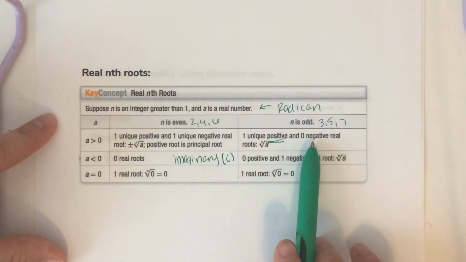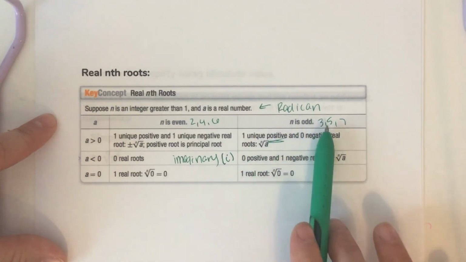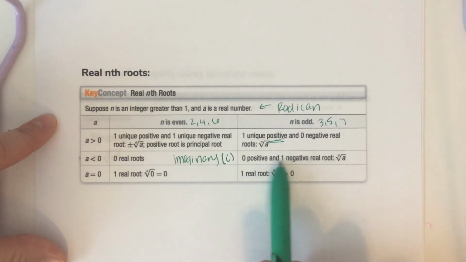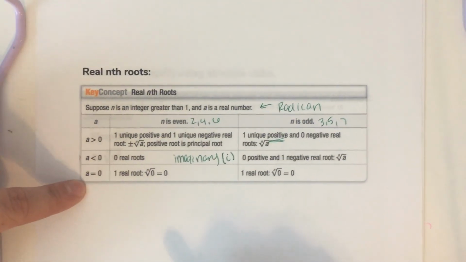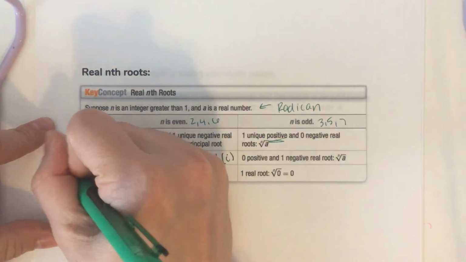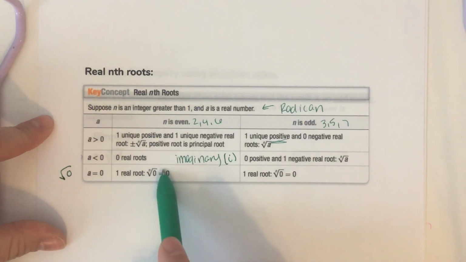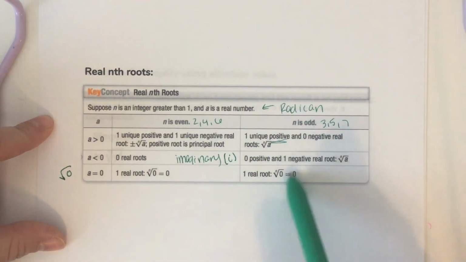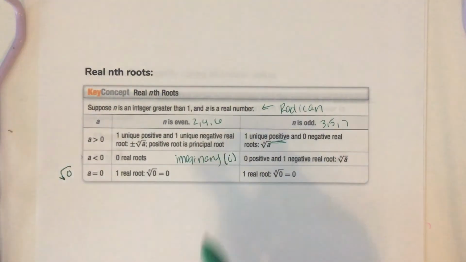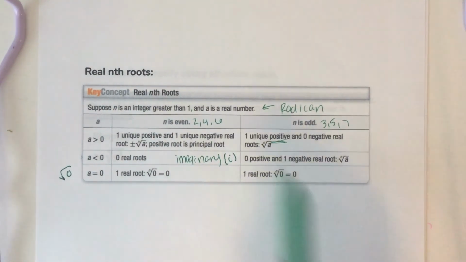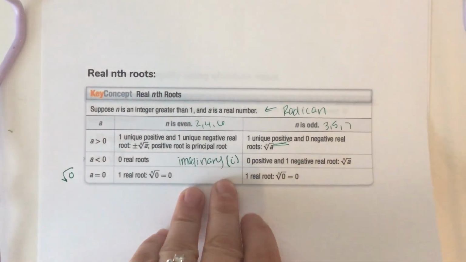And then when n is even, like square root, fourth root, we have 0 real roots, and when n is odd, like cubed root, we have 0 positive and 1 negative real root. We'll get into that later in examples. And last but not least, when a equals 0, so what's underneath the root is actually 0, we have one real root, and it's 0, when n is even, and when n is odd, it's also 0. So the square root of 0 is 0, cubed root of 0 is 0, fourth root of 0 is 0, and so on. We can use this chart to guide us a little bit, and let's work through some examples.